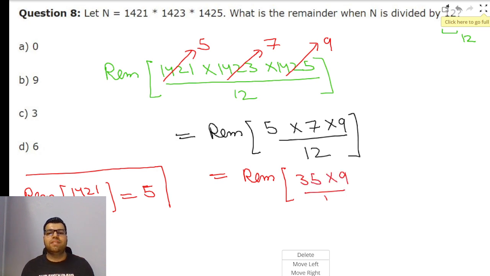Let us use our negative remainder concepts that we have learned. Remainder of 35 into 9 divided by 12. 5 into 7 are multiplied. Next, 9 is already simplified. It is less than 12. It cannot be simplified further.